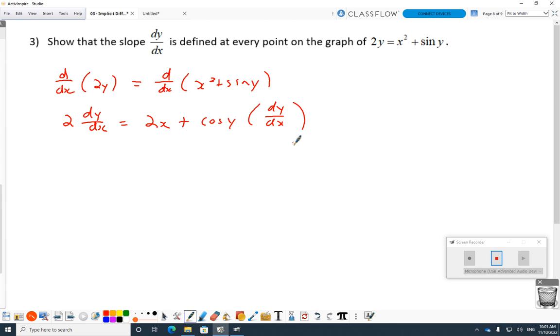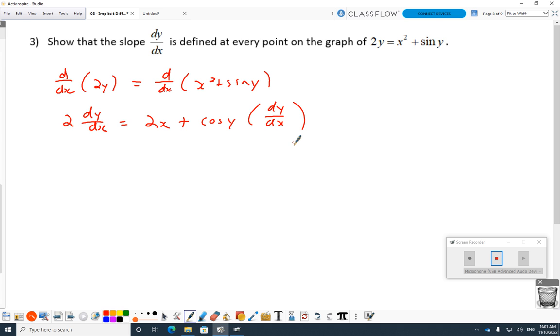The left side wasn't too bad. Derivative d/dx of 2y is 2 dy/dx. First term on the right side wasn't too bad. Derivative of x squared is 2x. Then this crazy one, sine y. Derivative of sine y is cos y, then times the derivative inside, which is dy/dx.